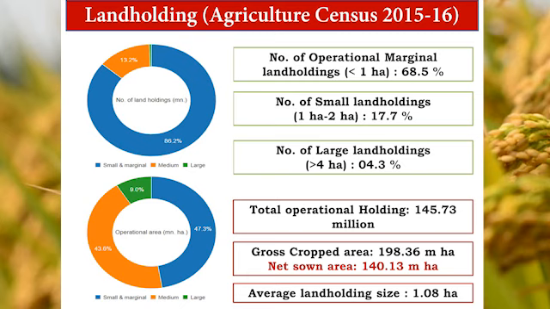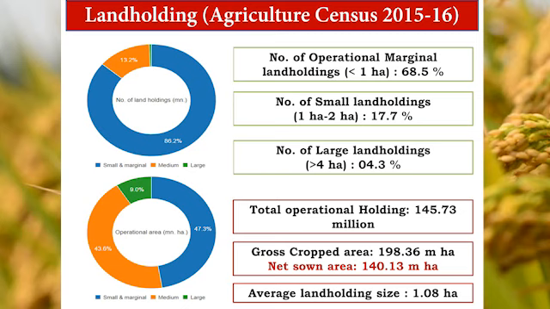So now coming up to the land holdings. Sometimes in examinations you will find many questions from this area. So I have tried to capture all the data in one slide. So the first point to note here is the number of operational marginal land holdings which are less than 1 hectare area are 68.5%. That's why we say that Indian agriculture is dominated by marginal and small farmers.